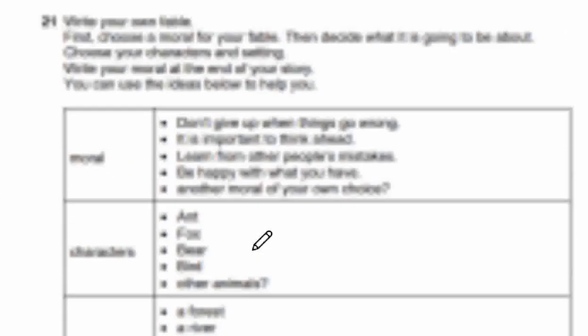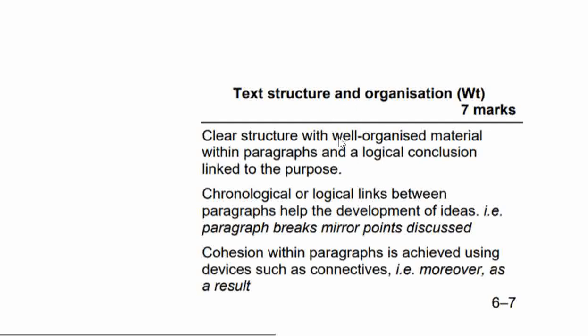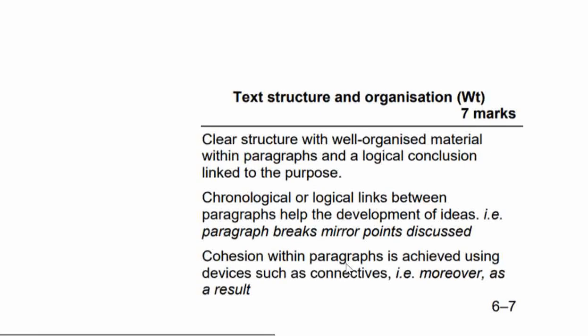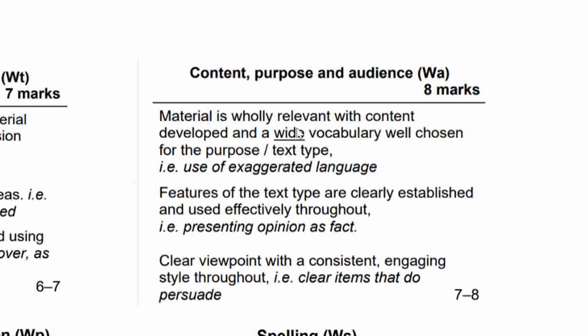So the marking scheme for this is divided into 4 sections. A maximum mark of 25 is divided into 8 for content, purpose, and audience, 7 for text structures and organization, sentence structures and punctuation, 7, and spelling will be 3. This is the breakdown, so the text structures and organization will be, if it consists of clear structures with well-organized material within the paragraph, with logical links between paragraphs. And content, purpose, and audience will be a maximum of 8 marks if the material is relevant to the content and features of the text are clearly established, with a clear and consistent point of view.